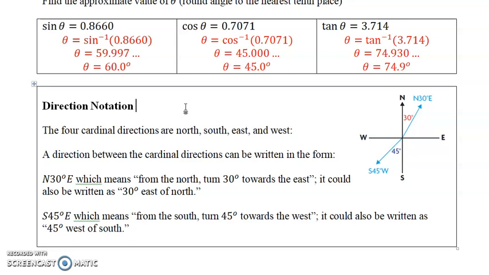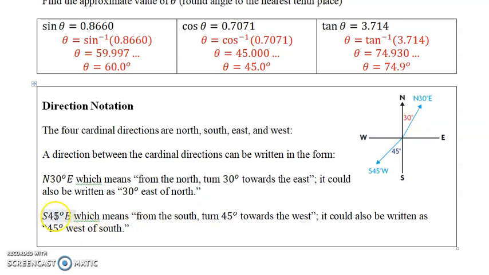I think we all have an idea of the 4 cardinal directions as north, south, east, and west. North is up, south is down, west is left, east is right. But when we're somewhere in between with angles here, they can also be written, for example, as N 30 degrees E, which means from the north, turn 30 degrees towards the east. So the 30 degrees is as you see it here. All right. So this can be written as 30 degrees east of north.